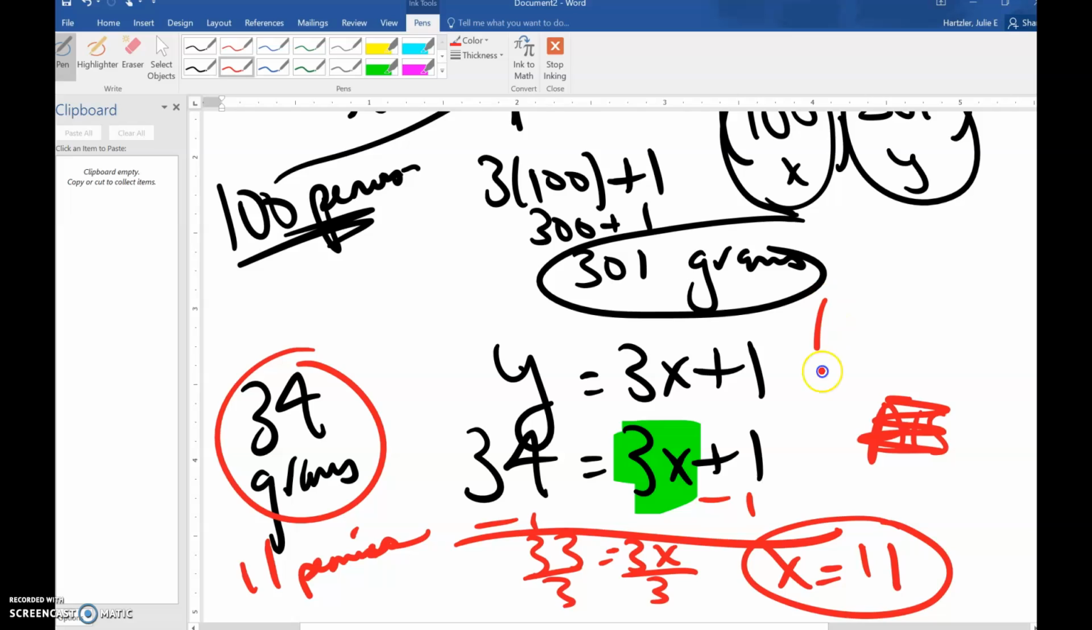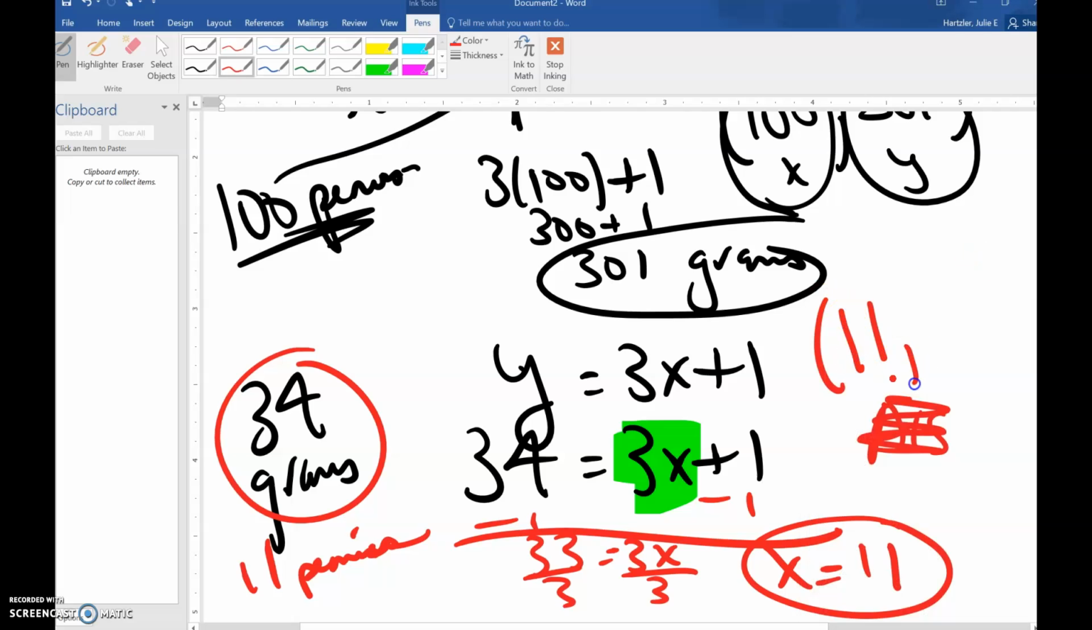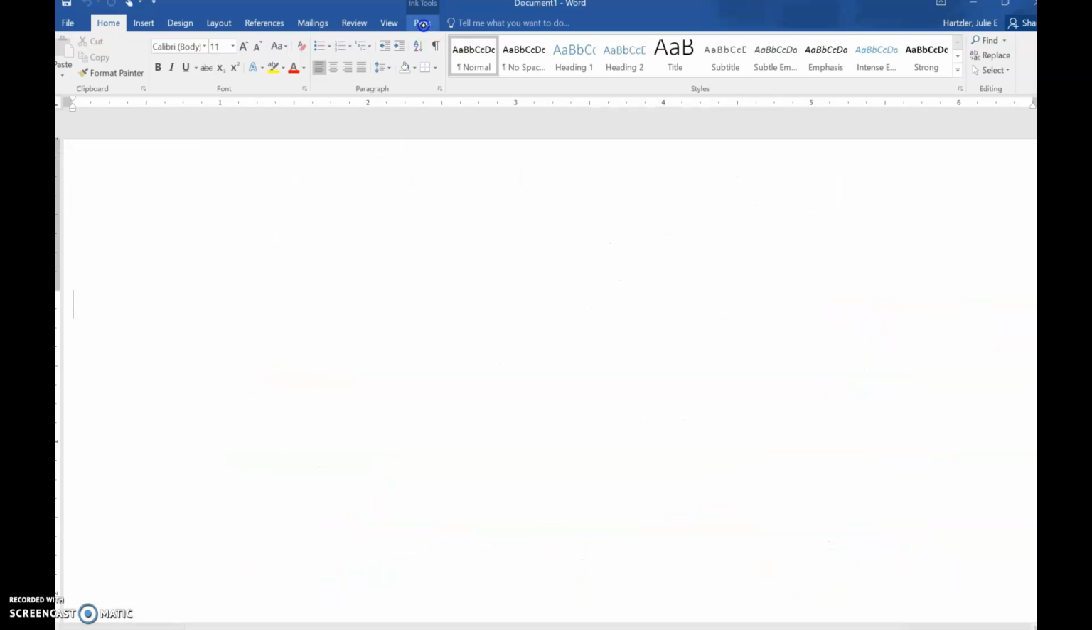So again, if I write that as an ordered pair, 11 is my input, 11 pennies. My output is weight or grams. All right. Okay, pause and go ahead and do problem number 6, and I'll pick up with you there.